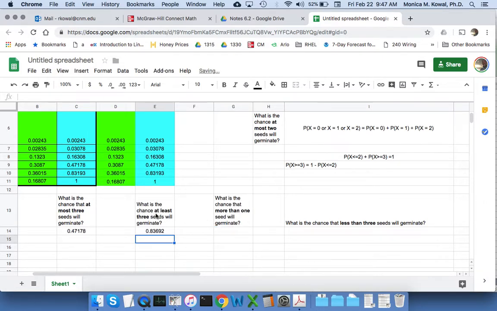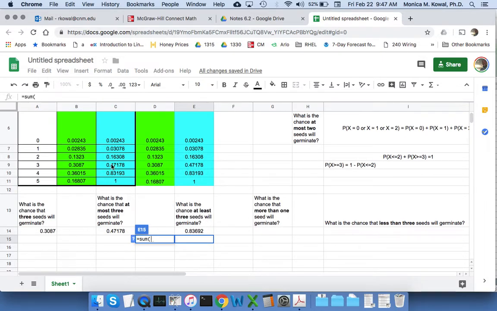Alright, so what's the chance that at least 3 seeds will germinate? That should equal the sum of 3 or 4 or 5, all of those. And we can see that it matches. So you've got to take the probability that you could have at most 2 away from 1 in order to use this function correctly and get the right answer in Google Sheets.